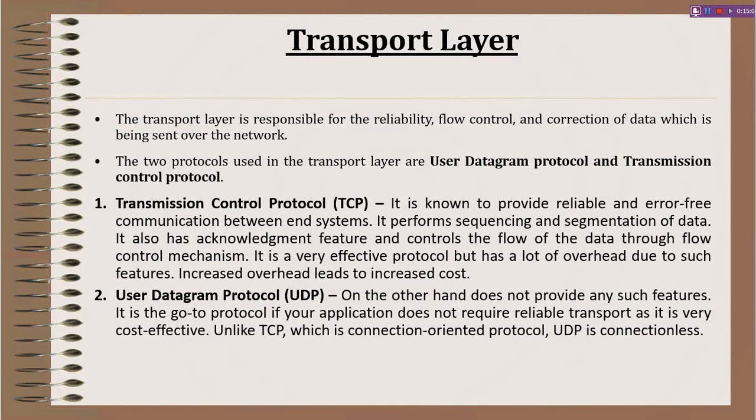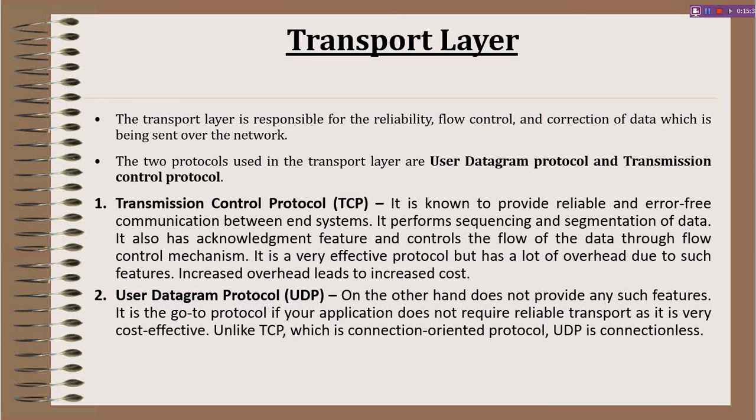Then the next layer is the transport layer. The transport layer is responsible for the reliability, flow control and correction of data which is being sent over the network. The two protocols used in this layer are UDP, that is User Datagram Protocol, and Transmission Control Protocol, which means TCP. In the transport layer, it uses UDP and TCP.